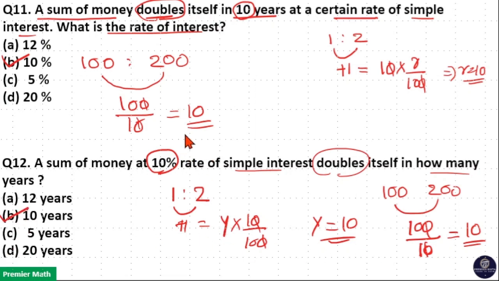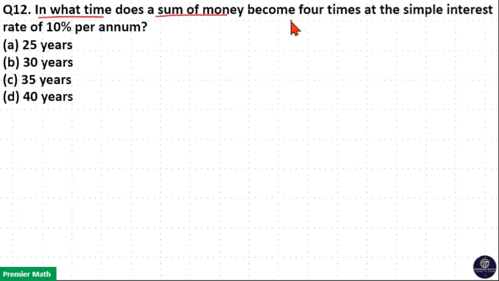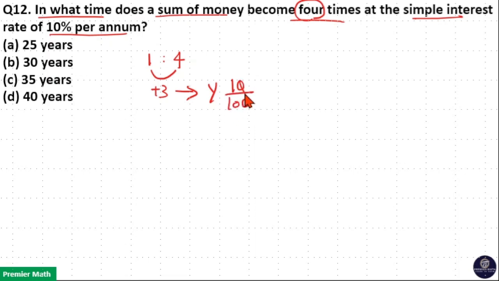So always use the concept. In what time does the sum of money become 4 times at the simple interest rate of 10% per annum? If I invest 1 unit in the bank, after some years, I will get 4 times the initial amount. That is, I will receive 4 units after some years. Now here the difference is 3 units. This 3 units I received in y years at a rate of 10% per annum. Now 0, 0 cancel. Y, the number of years, is equal to 3 into 10, 30 years. So option B is your answer.